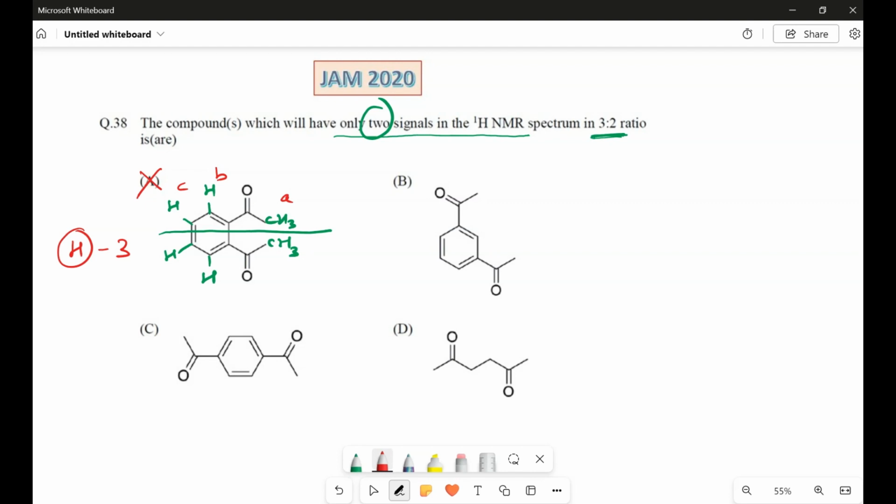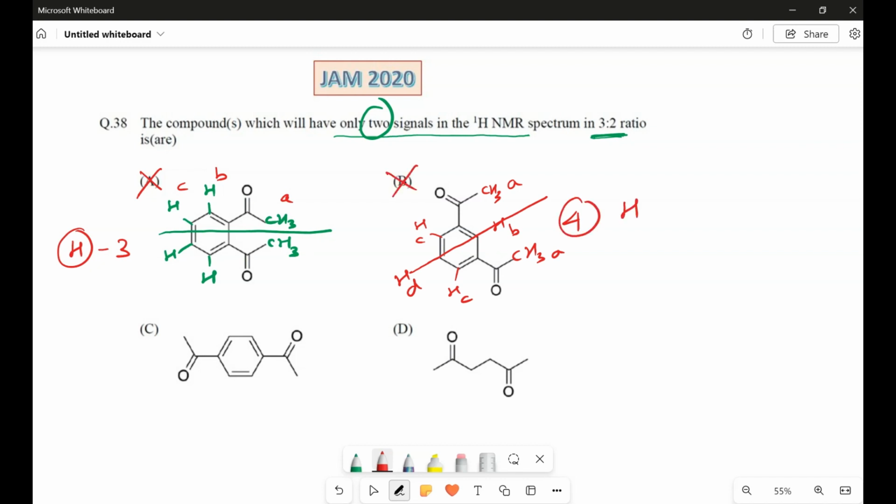Now let's see the second molecule. I have a CH3. I have a hydrogen here, a hydrogen here, a hydrogen here. I have a plane of symmetry in between. So I have A proton, B. These two are the same, C and D. So I have 4 hydrogen signals. So B is also wrong.